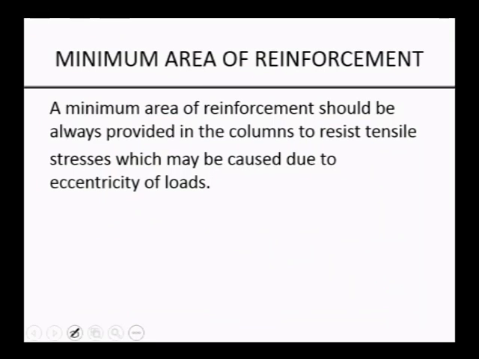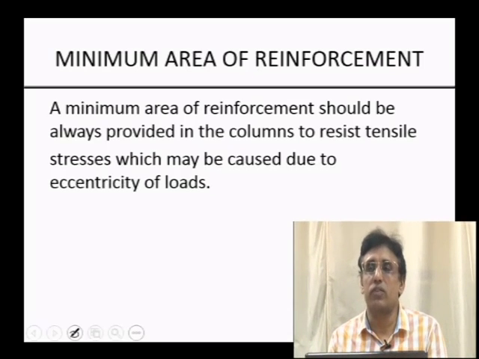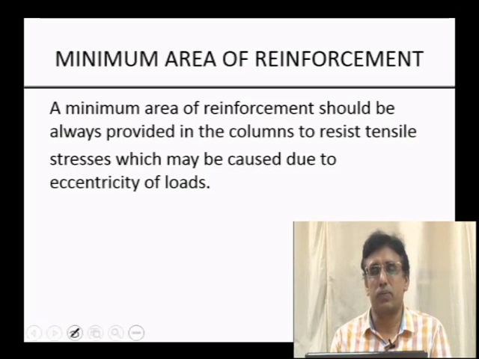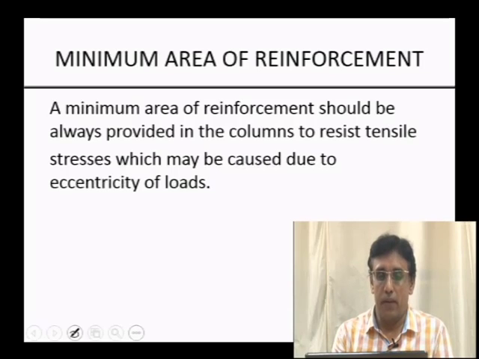Okay, let us see what are the codal provisions given for the reinforcement: how much minimum reinforcement we have to provide, and what is the maximum reinforcement as per IS 456. We should follow IS 456 properly for designing the columns. Minimum area of reinforcement should always be provided in the column to resist the tensile stresses which may be caused due to eccentricity of the loads. Whatever the provision is given in the code, that minimum reinforcement should be provided, even if the load is very small.